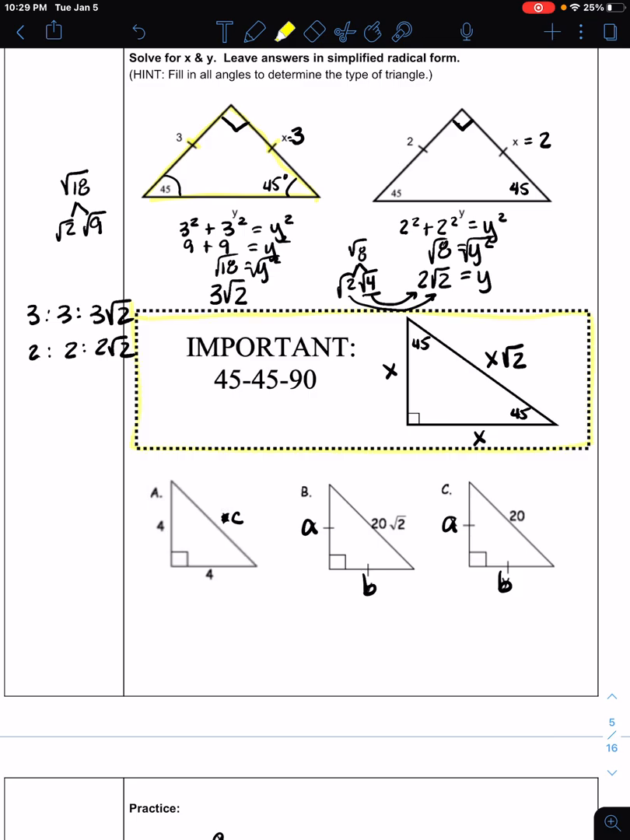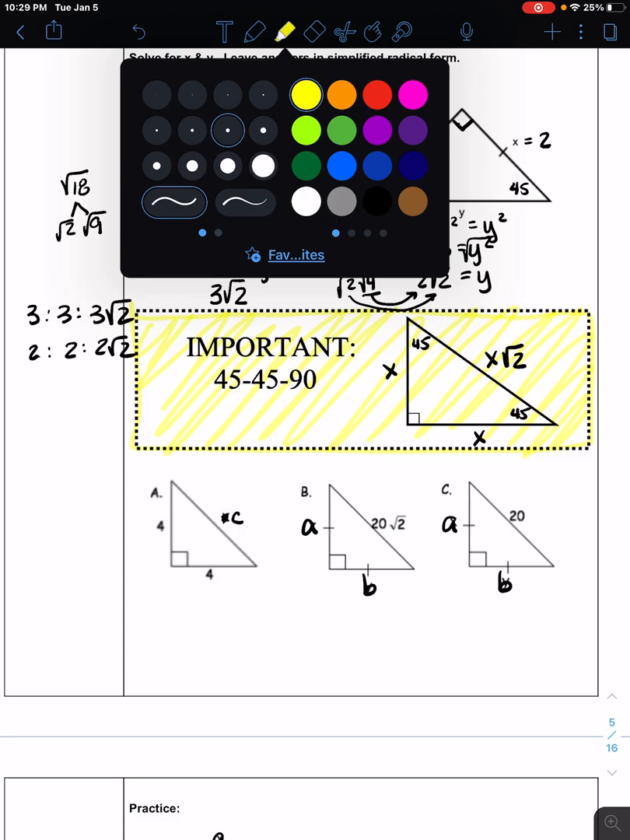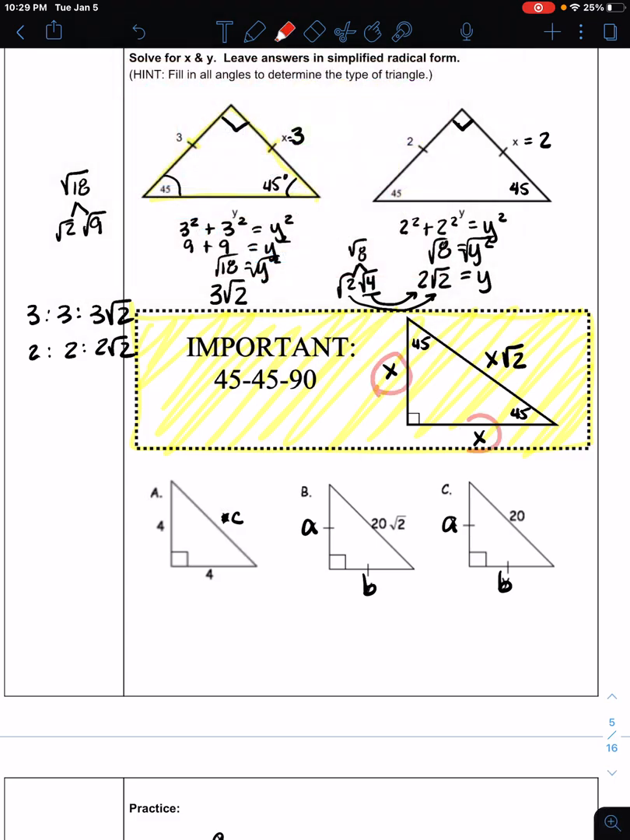You're going to want to bubble it, star it, highlight it. This is extremely, extremely important. In particular, these right here: x, x, and x root 2. Notice where they are. The x's are always across from the 45s, and the x root 2 is always on the longest side, which is the hypotenuse. So here's what we're going to do every single time.